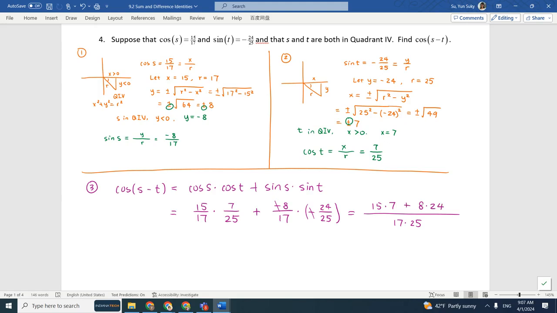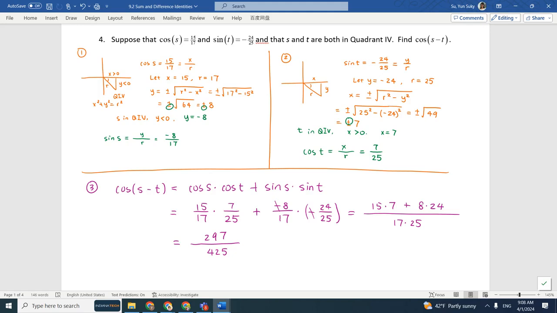And you can put this in your calculator. Because in this problem I asked you to find the exact value, you cannot give me a decimal approximation. Give me a fraction. So you can compute the numerator. Then you will get, let me see, 297. Denominator, when you multiply 17 and 25, you get 425. So express your answer as a fraction. That's it for this problem. Okay, everybody?